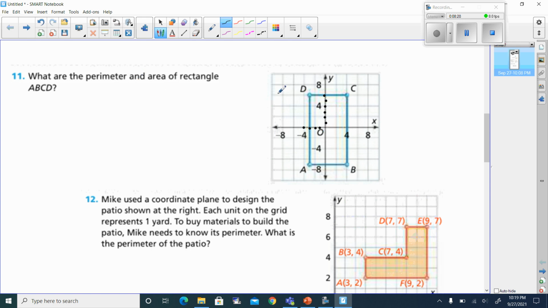So the perimeter is going to be, well, remember that's a half for every one. So 1, 2, 3, 4, 5, 6, 7. So it's 7 across, which means it's 7 across down here. 7 times 2 is going to be 14.